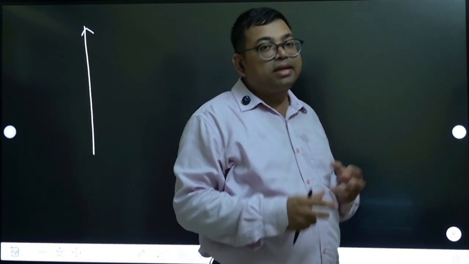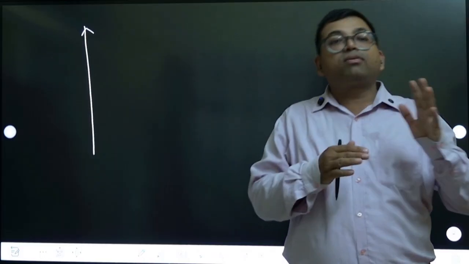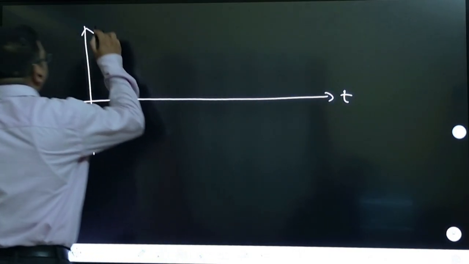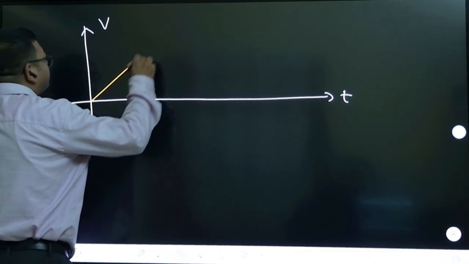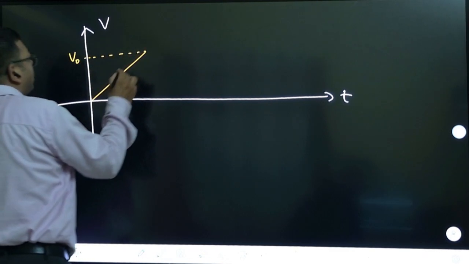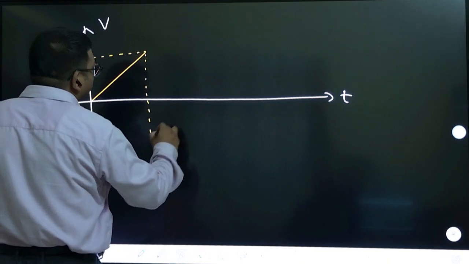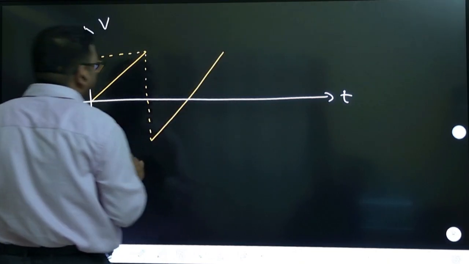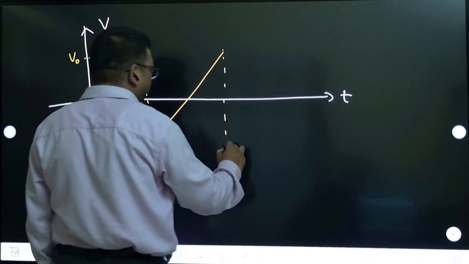I will tell you a very good technique, called shifting of graph. Suppose this was the voltage-time graph we saw last class. The graph went like this, maximum value was V naught, and then the graph went like this, and again gets repeated like this.